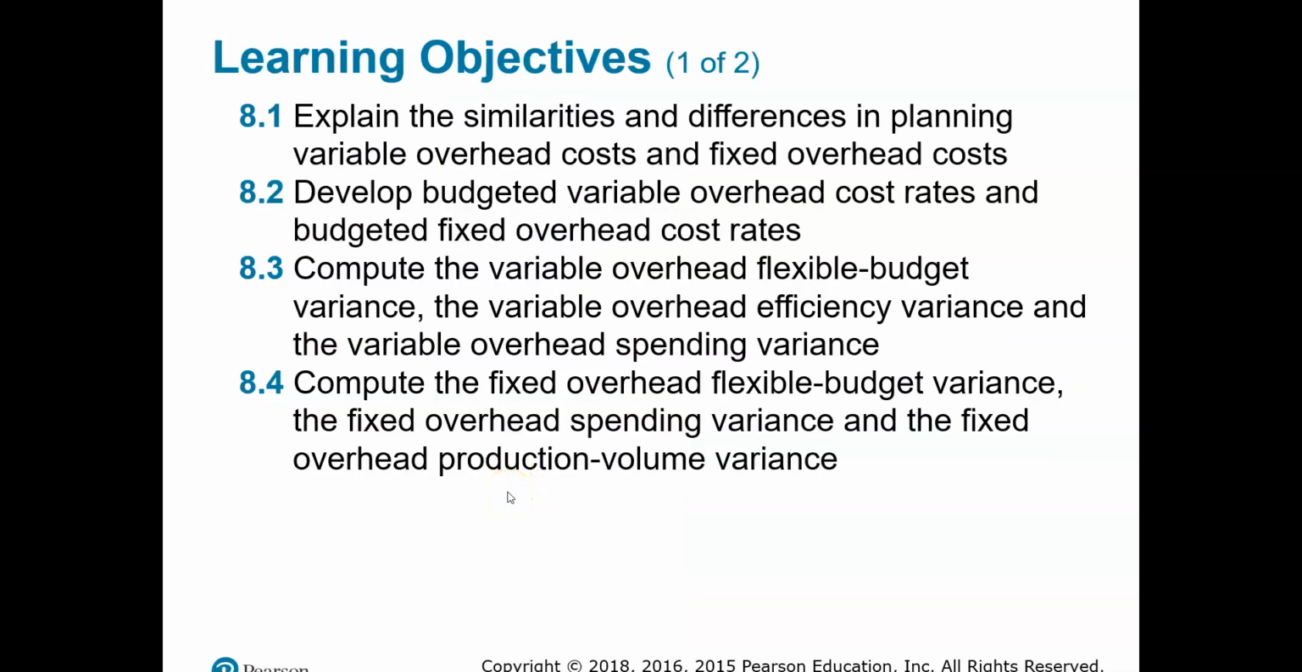What do we expect to do today? We expect to explain the similarities and differences in planning variable overhead costs and fixed overhead costs, developing budgeted variable overhead cost rates and budgeted fixed overhead cost rates. We're going to compute the variable overhead flexible budget variance, the variable overhead efficiency variance, and the variable overhead spending variance. And then we're going to compute the fixed overhead flexible budget variance, fixed overhead spending variance, and the fixed overhead production volume variance.